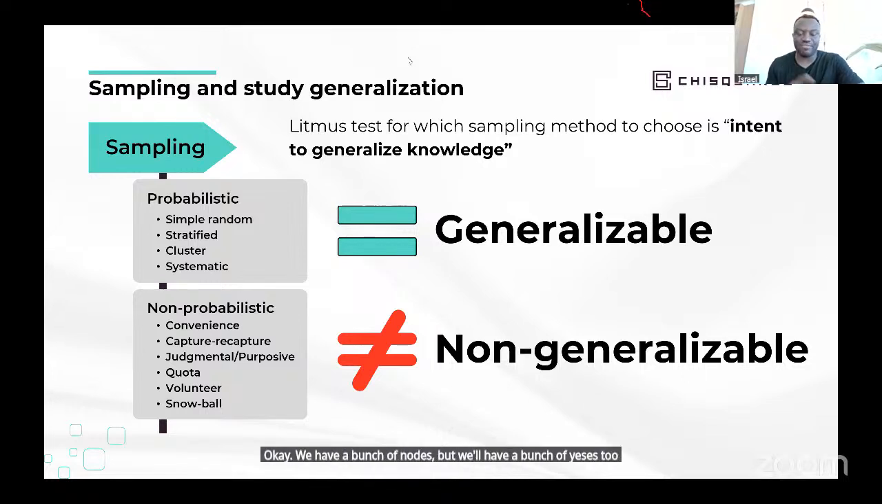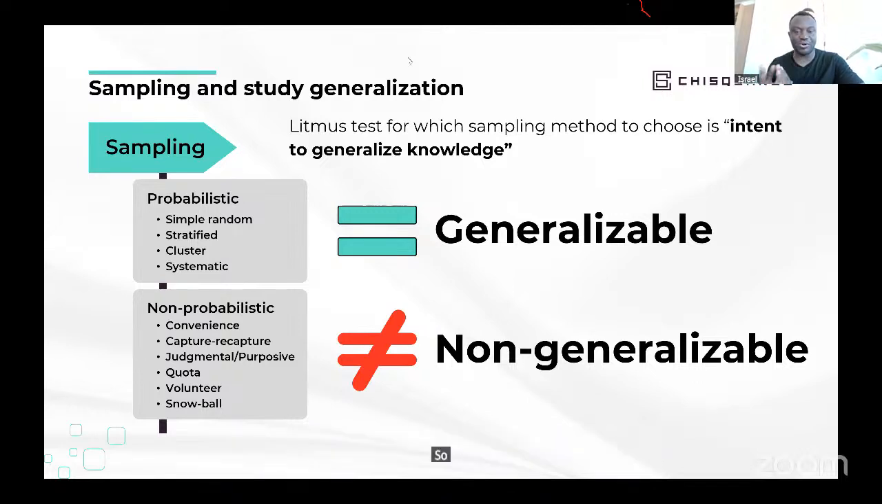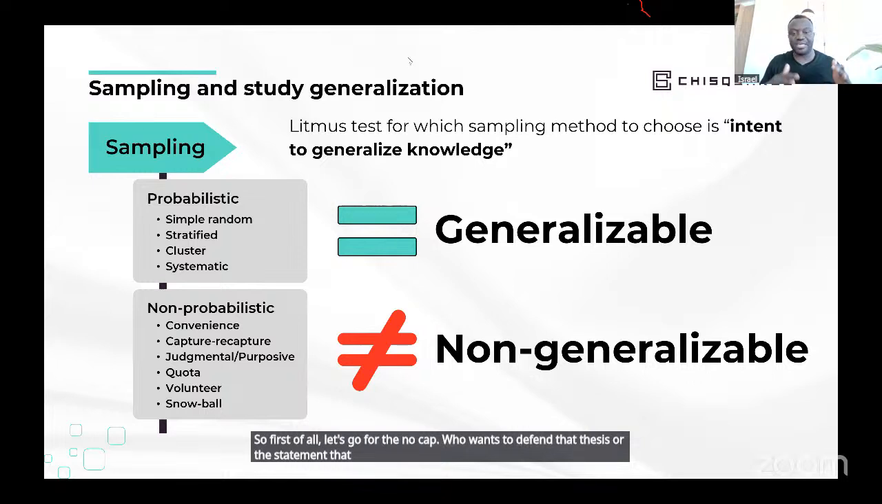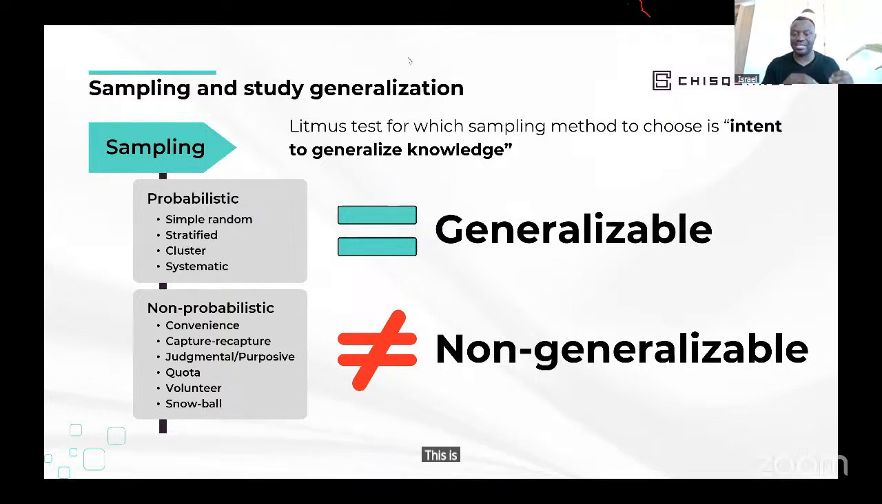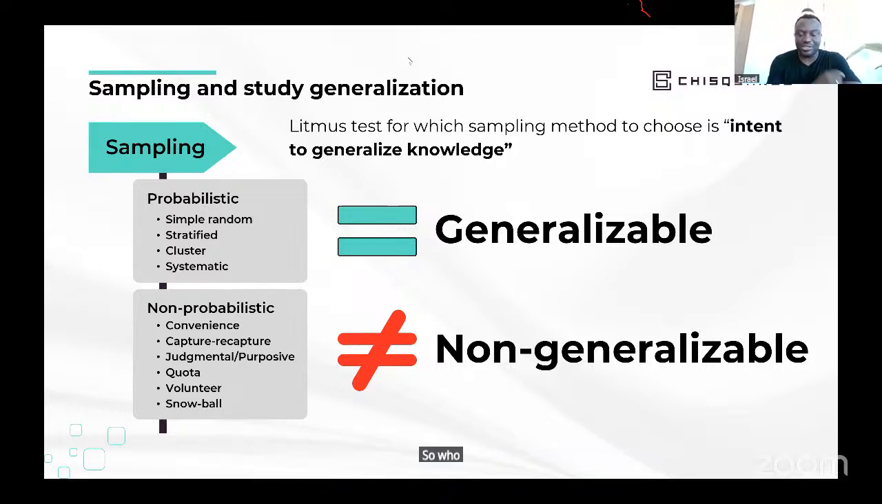All right, we need one person from the no camp to defend their opinion, and then one person from the yes camp to defend theirs. So first, the no camp. Who wants to defend the statement that no, it does not have to be equal probability for it to be called probability sampling? This is very important. We need to understand this very clearly before we understand the rest of the lectures, week 2 and week 3. This is key.